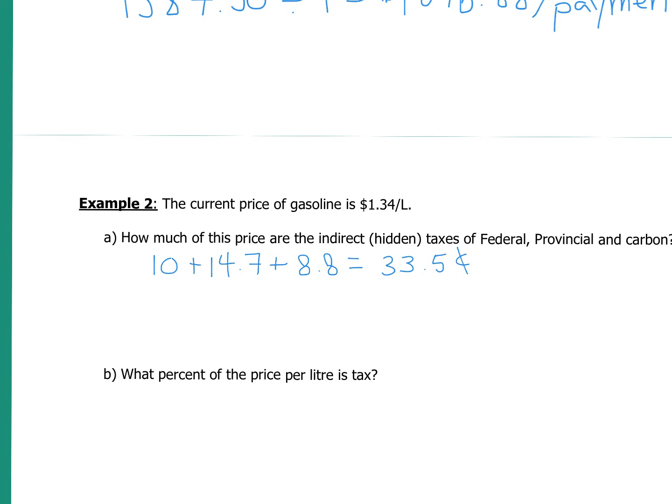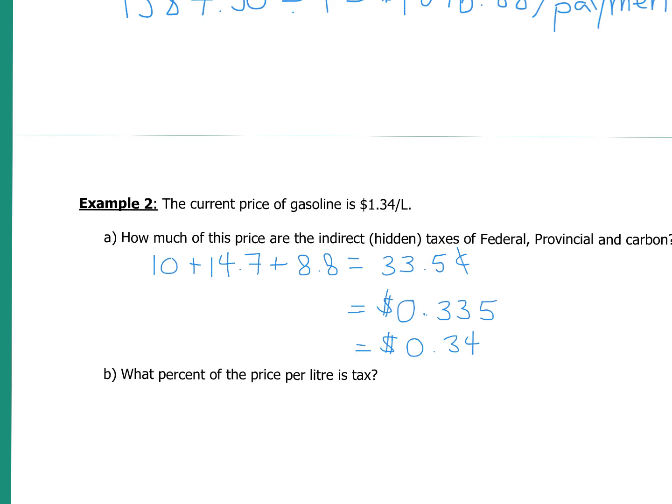And that will give us 33.5 cents. If we want to change that into dollars, again, we divide by 100 or we move the decimal place to the left. That'll give us 33 cents there. Or we could even round that to 34 since there is that 5 there.